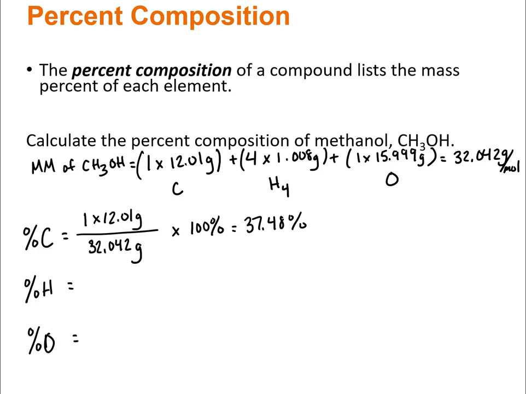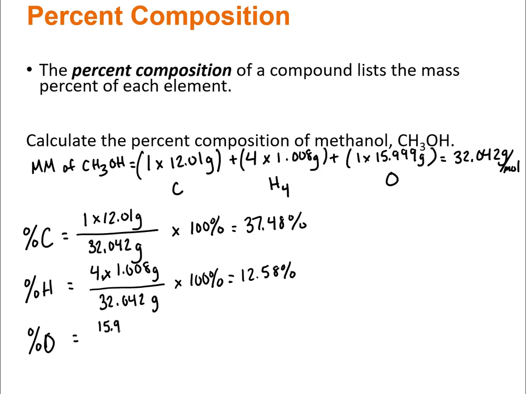I'll start filling it in here. For hydrogen, we said that there were four hydrogens in methanol. We multiply that by the molar mass of hydrogen, divide by the molar mass of the whole molecule, and multiply by 100%. Same thing for oxygen. There's only one oxygen.